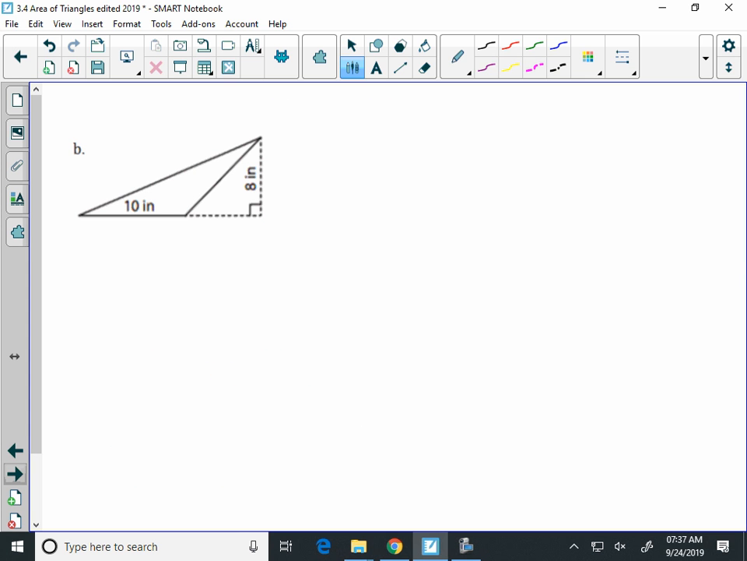Look at this one. What type of triangle is this? I see my triangle right here. Is it a right triangle? Is it an acute triangle? Is it an obtuse triangle? What type of triangle is it?